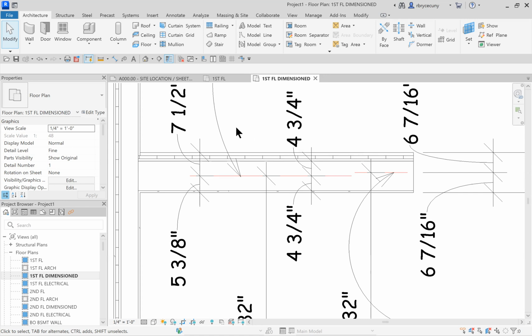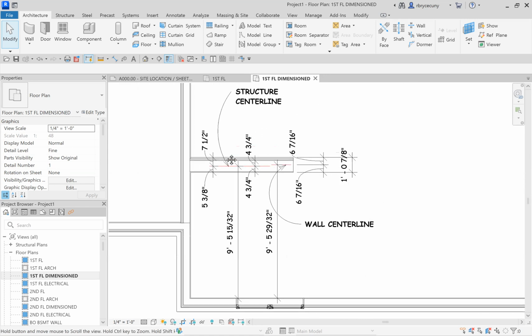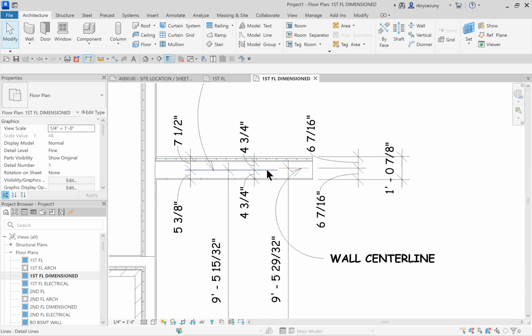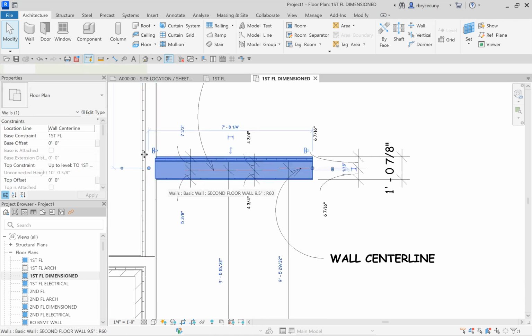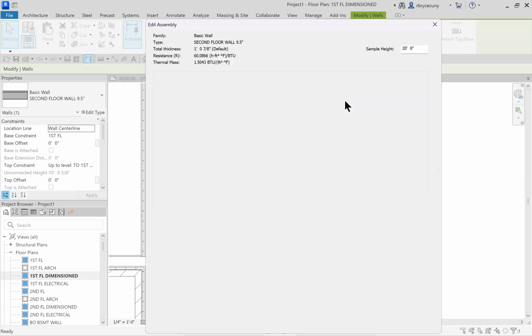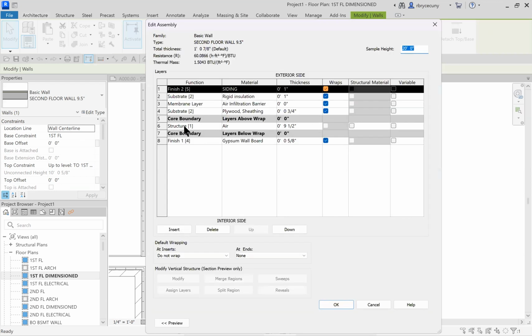But we want to talk about where to put the core center line. Now, if I wanted to dimension to the center of the structure, I would look at this wall, edit the type, edit the structure, and you can see that my core boundary is between the structure. You have to have a core boundary on each side of something.